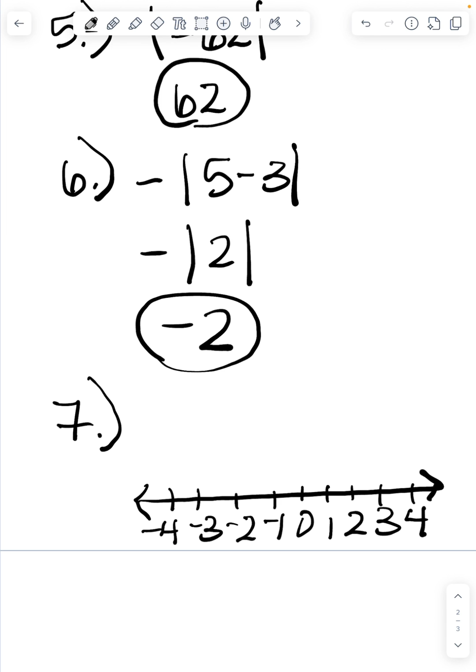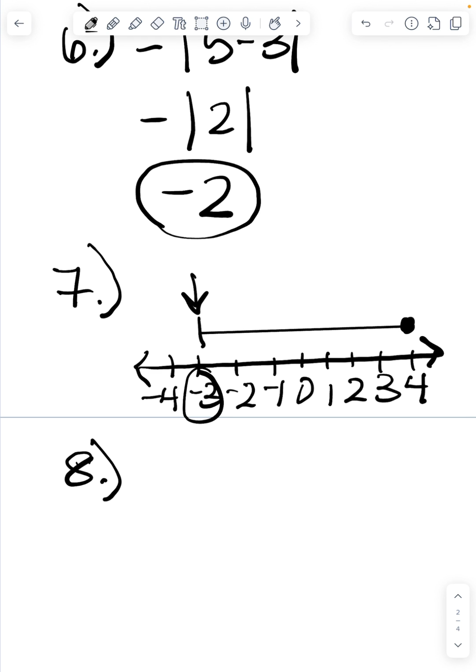So you're going to start at 4, and then you're going to go -7. So 1, 2, 3, 4, 5, 6, 7 is where you end up. Oh boy, that was fancy on this tablet here. Then you end up here. So this is our answer, -3.